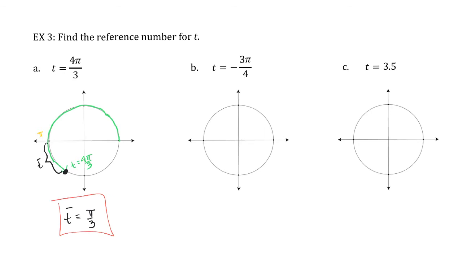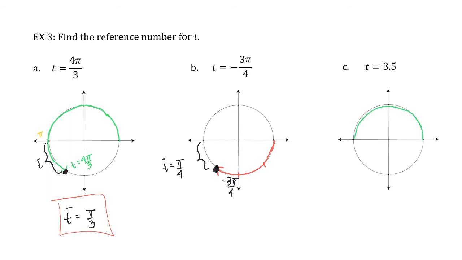Good. All right, let's try this next one. Here we're going negative, so we need to be going clockwise. Okay, and we've gone 1, 2, 3, pi over 4. All right, so the shortest distance between where we are, 3 pi over 4, and the x-axis, that reference number is pi over 4. And now if I have 3.5 for my t, it's positive, so I'm going counterclockwise.